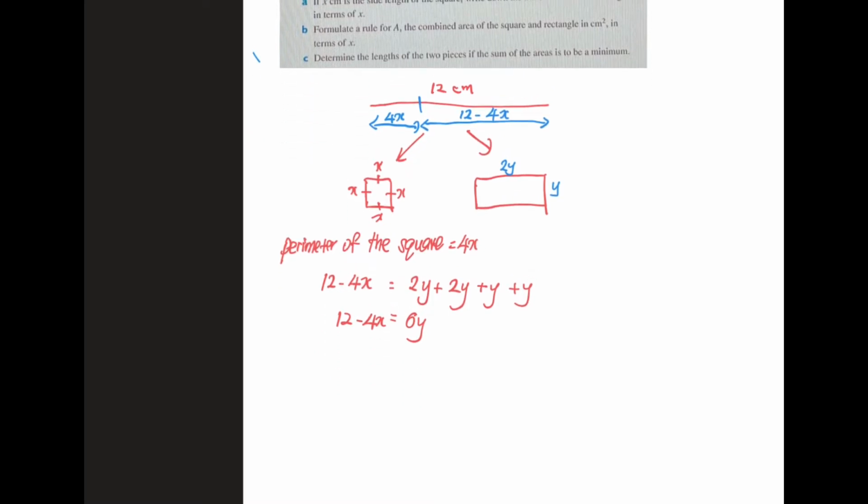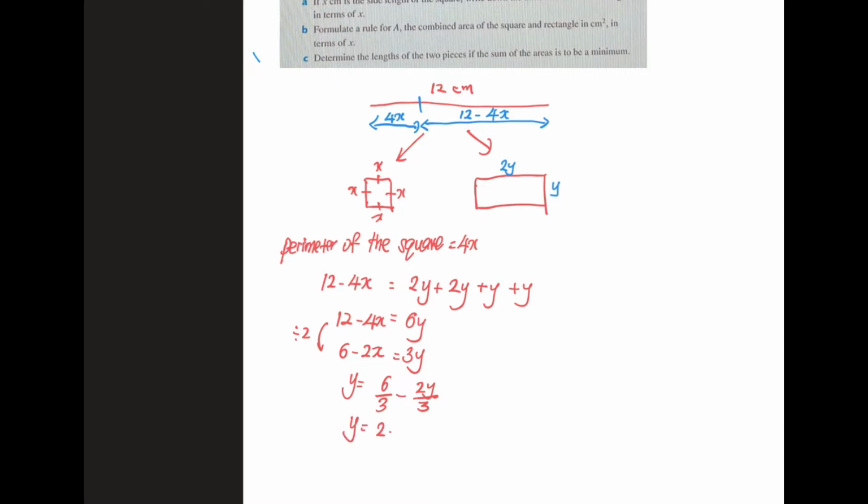So for this equation, I can see that it is possible to divide. So let's say divide by 2. Divide by 2, I will get 6 minus 2x equal to 3y. So I will get 3y equal to this. So let's say I get y first. y equal to 6 over 3, which is 2, minus 2x over 3.